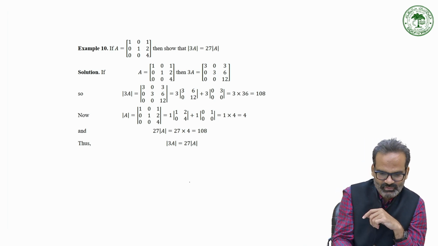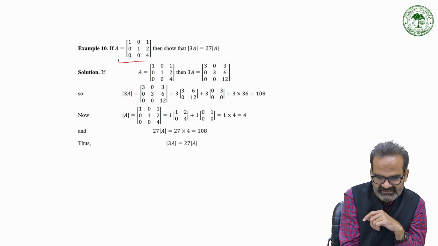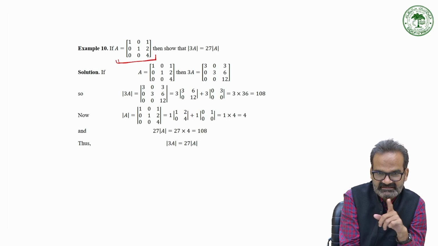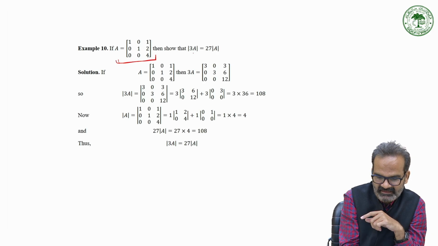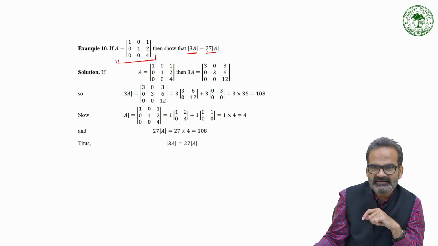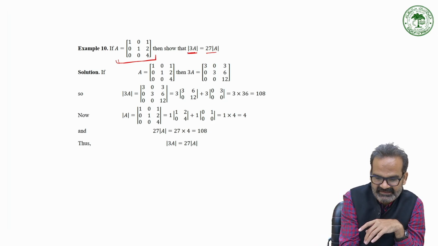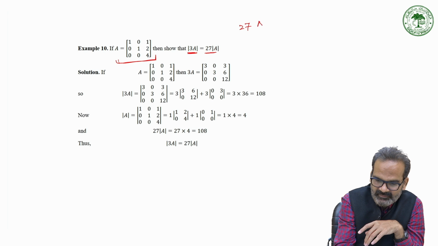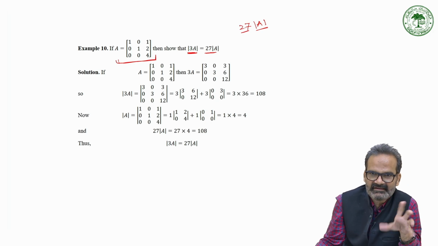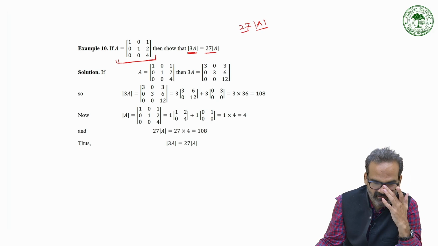So, here what we want to show, if A is equals to this matrix, be careful, this is a matrix, then show that determinant of 3A is equals to 27 times of the determinant of A. Try to understand the difference between determinant of 3A and 27 times determinant of A. 27 times of determinant of A, what does it mean? The value of a determinant is multiplied with 27. Value of a determinant is also a number. You know, determinants are always scalar.